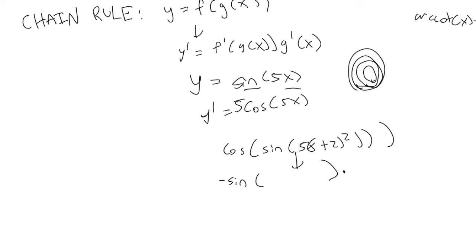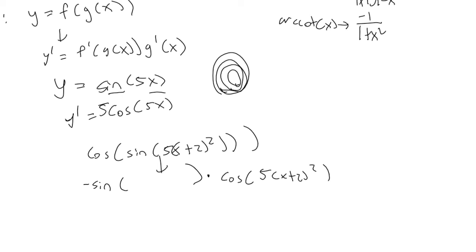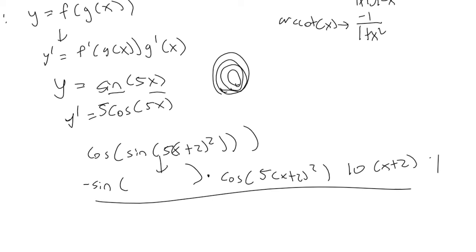And the derivative of this inside part also requires chain rule. So we'll just say cosine of (5x plus 2) squared, and then multiplied by the interior's derivative, which is going to be 2 times (5x plus 2), and then the interior of that, which is 5, and then we simplify all of this and we'll get our answer. As you can see, we can make these a lot harder, so be grateful that I'm not.